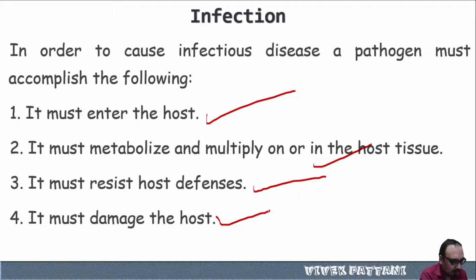The third one is that it must resist host defenses. The host may have a variety of defenses, especially in its immune system. For example, it must be able to avoid phagocytosis, or it may have some other mechanism to defend against the immune system, whatever it may be.